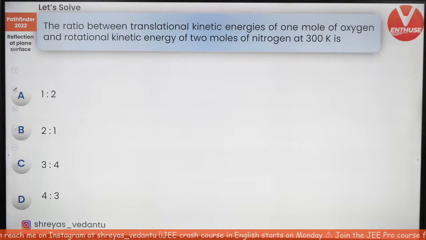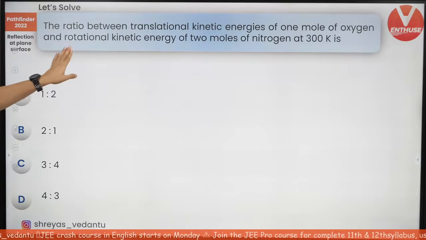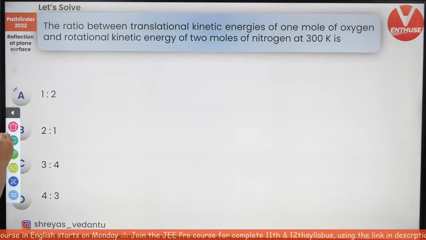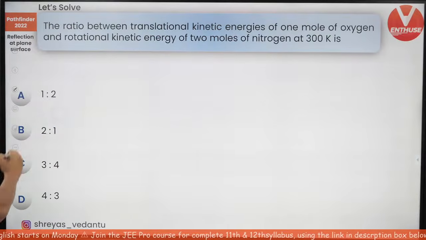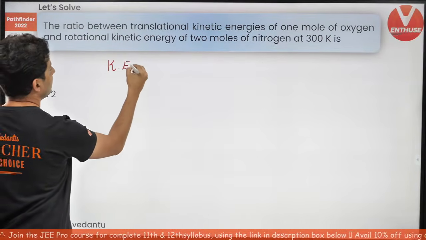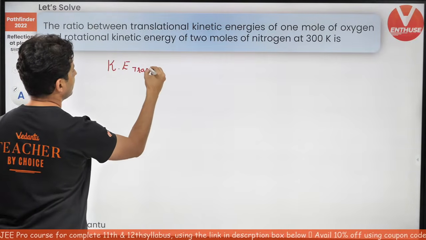So let's see how many of you can solve this question. What do you think is the ratio between the kinetic energy of 1 mole of oxygen and the rotational kinetic energy of 2 moles of nitrogen? Let's try and do this question first. All right, so the ratio of the translational kinetic energy, I believe, translational kinetic energy.